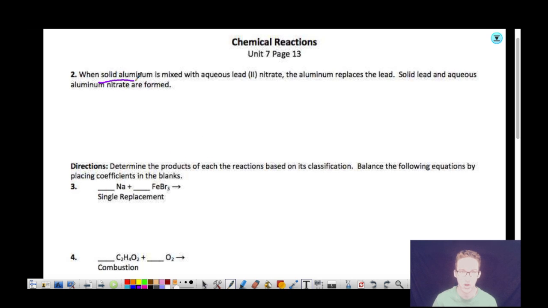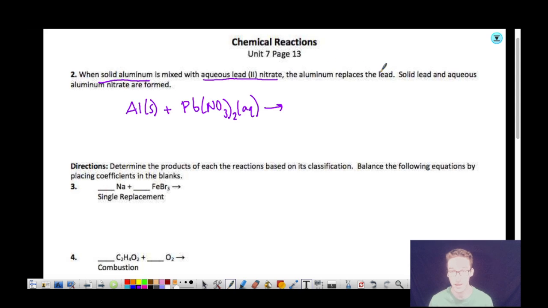So we have some solid aluminum, easy enough, is mixed with aqueous lead(II) nitrate. Again, that may take a little more practice when it comes to nomenclature. This is aqueous. It says the aluminum replaces the lead. Solid lead and aqueous aluminum nitrate are formed.